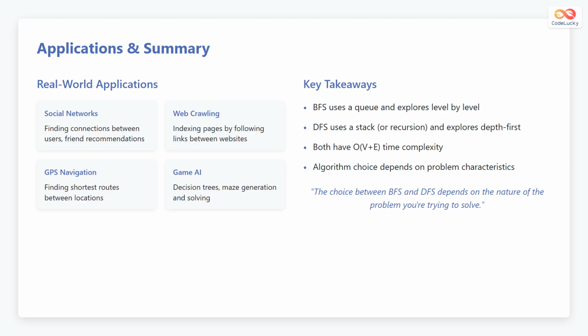In conclusion, let's look at some real-world applications of graph traversals. These include finding connections between users and friend recommendations on social networks, indexing pages by following links between websites for web crawling, finding the shortest routes between locations for GPS navigation, and decision trees and maze generation in game AI. BFS uses a queue and explores level by level, while DFS uses a stack or recursion and explores depth first. Both have a time complexity of O(V + E). The choice of algorithm depends on the problem characteristics. The choice between BFS and DFS depends on the nature of the problem you're trying to solve.